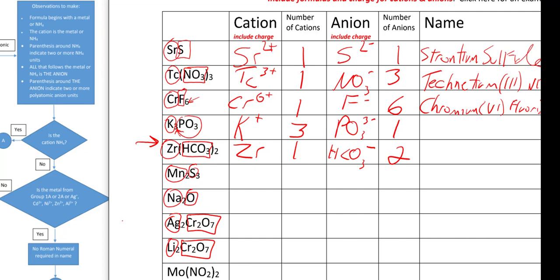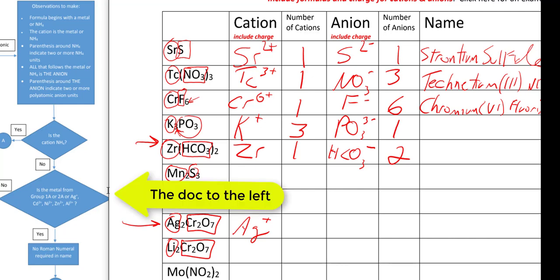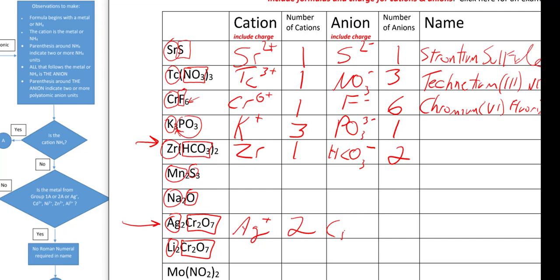I'm going to jump down here to this guy here. So here's a fun one where there's a metal in the polyatomic anion. Cation is silver, and silver is a +1. How do I know that? Because it's written in this document a couple places. So Ag +1, and there's 2 of them. And the anion, you'll find this on the polyatomic ion list, is dichromate, and there's 1 of them.